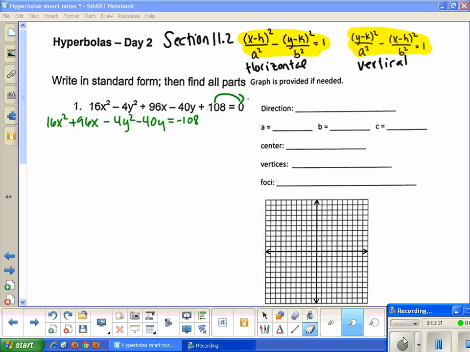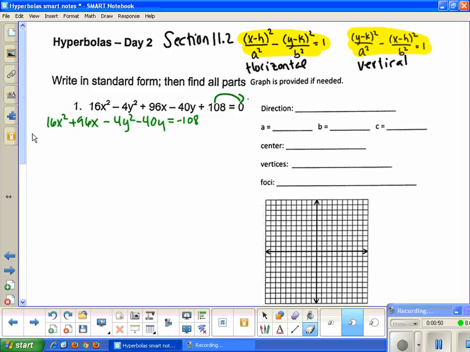Now, what you want to do is first get your x's together and your y's together like I've done already, and take your constant to the other side. Now, in order to do this, we're going to have to complete the square. So in order to complete the square, remember we can't have a number in front of our quadratic term, so I want to factor that out.